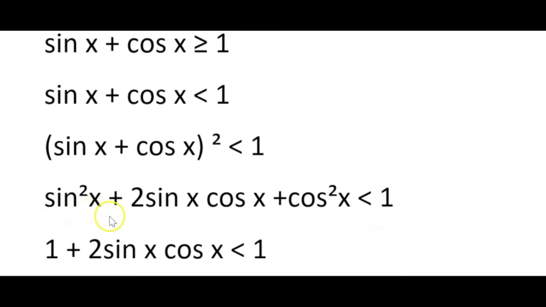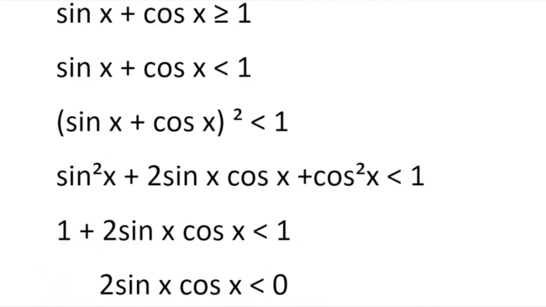But we know sin squared x plus cos squared x is 1. So the left hand side is 1 plus 2 sin x cos x, and that has to be less than 1. So we could then take away 1 from each side. This results in 2 sin x cos x being less than 0.